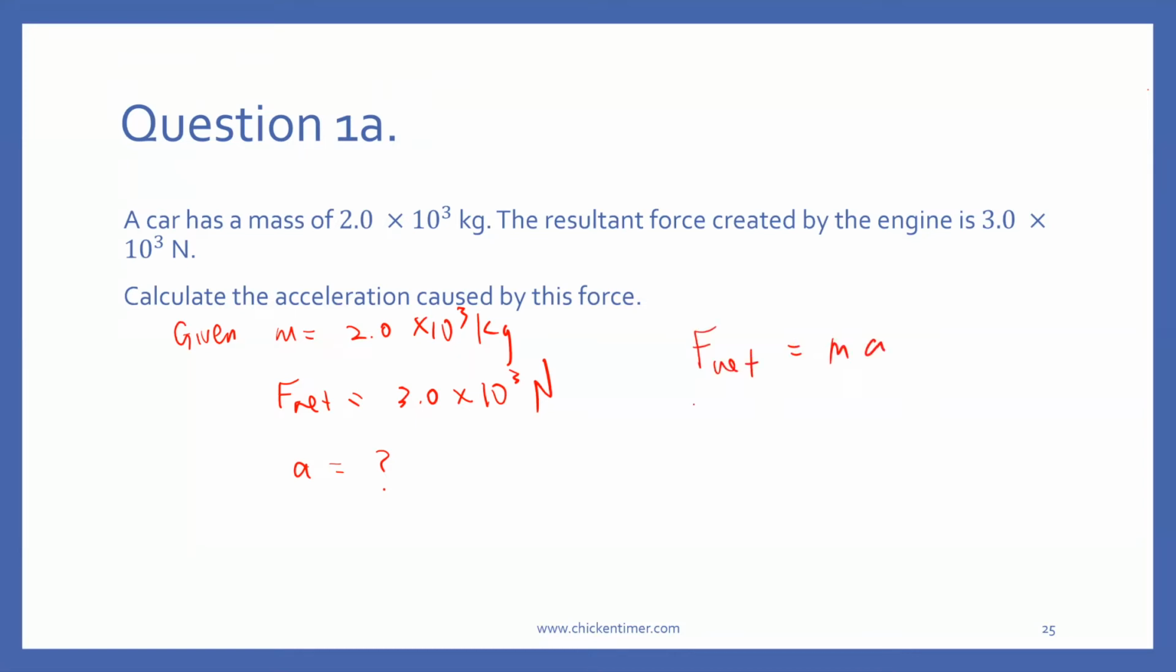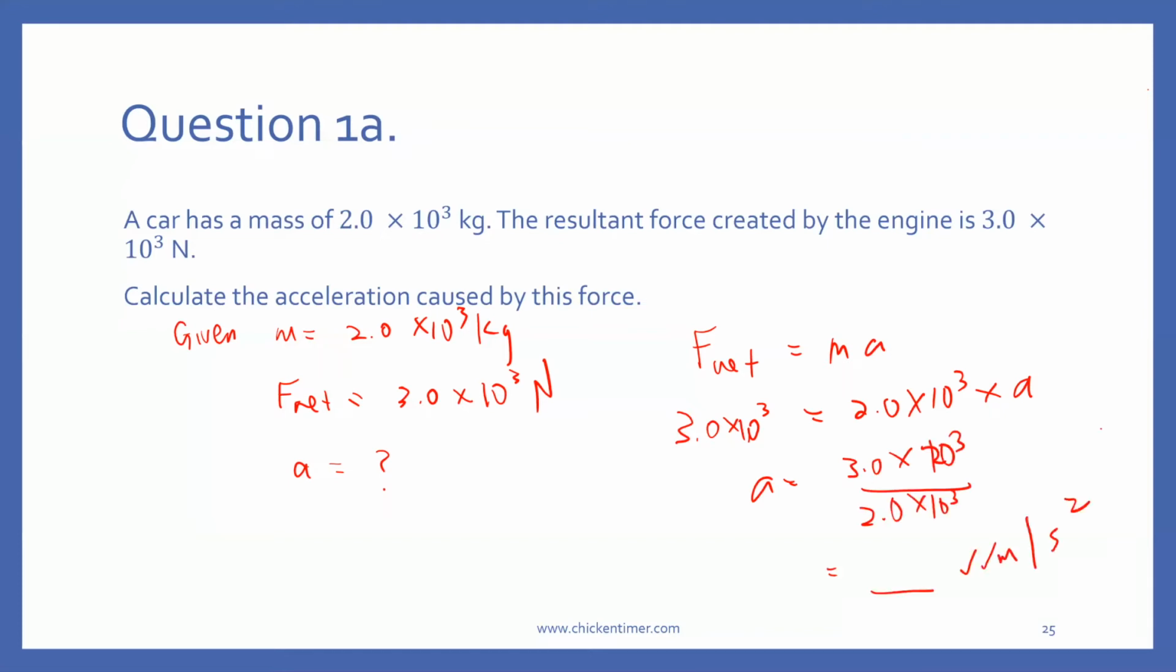Third step, insert all the numbers. 3.0 times 10 to the power 3 equals 2.0 times 10 to the power 3 times a. So a equals 3.0 times 10 to the power 3 divided by 2.0 times 10 to the power 3. Then write the unit like that. What is the answer? 1.5. Let's check. Yep.